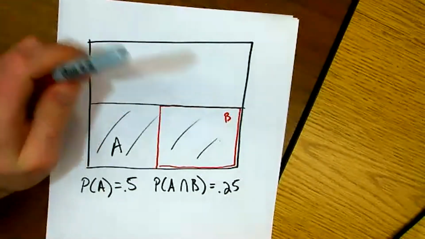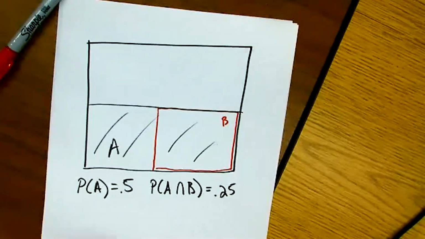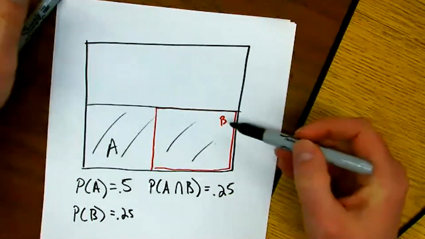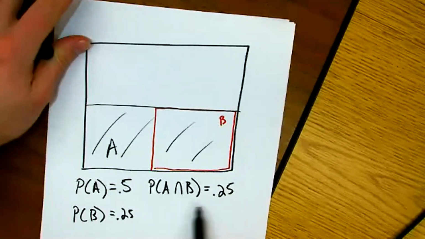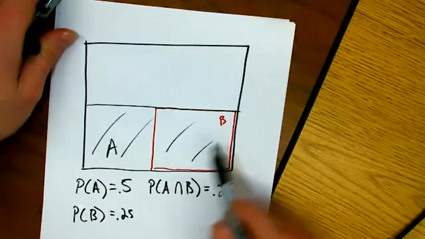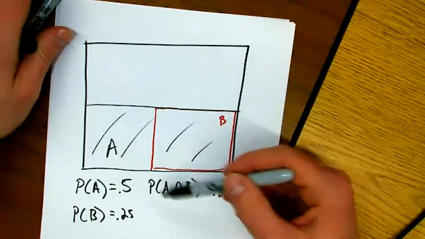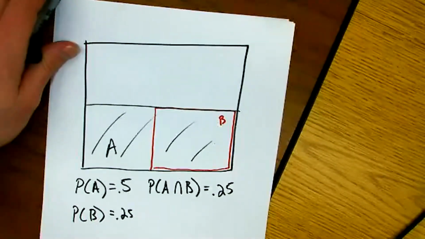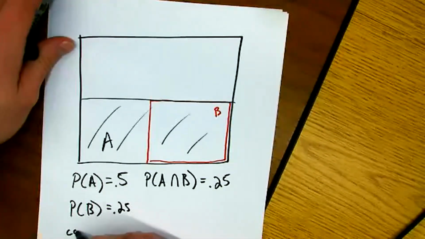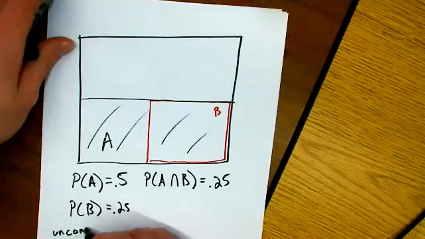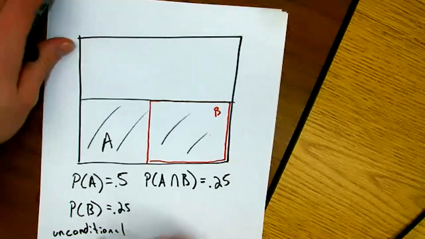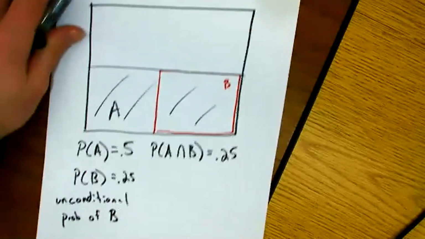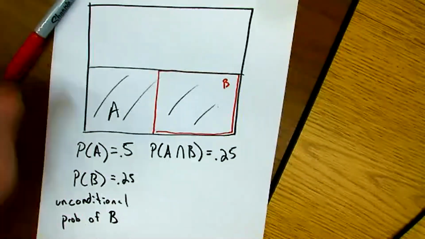So if I ask you for just the probability of B, right? Well, this is a unique scenario in which all of event B is within A, right? So if I'm thinking about event B, it's really the same as the event B intersected with A, because I'm drawing this as an extreme example. So we call this the unconditional probability of B. Okay.